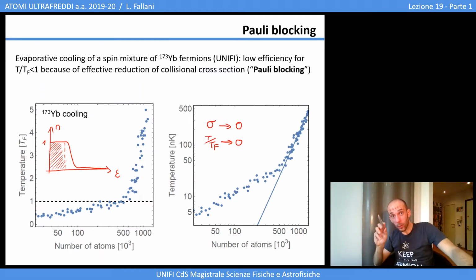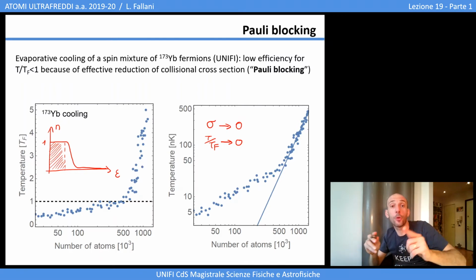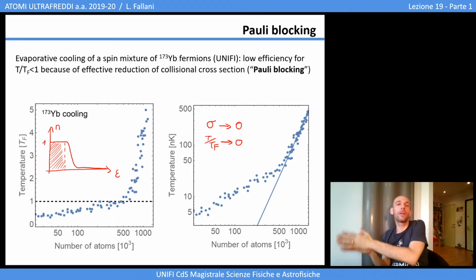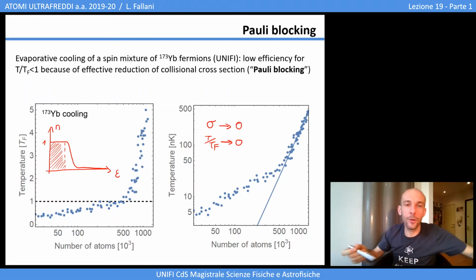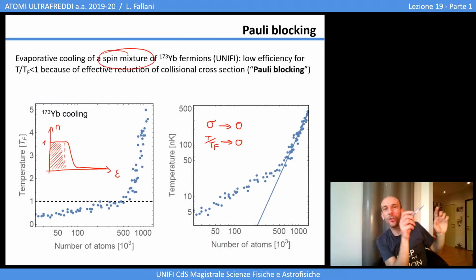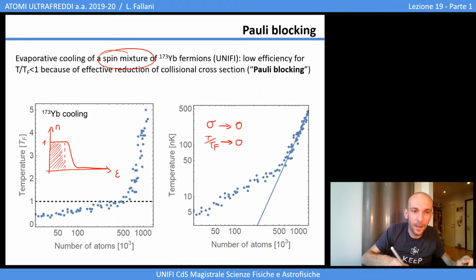And here I'm considering the scattering cross-section between distinguishable particles. We know that if the particles are identical, the cross-section sigma is always equal to 0. So this is a sigma that would be different from 0 because we are considering a spin mixture of particles, so particles that can be distinguished, but the cross-section goes to 0 because you have this effective suppression due to the filling of the Fermi surface and to the impossibility of occupying these states which are already occupied by other particles.